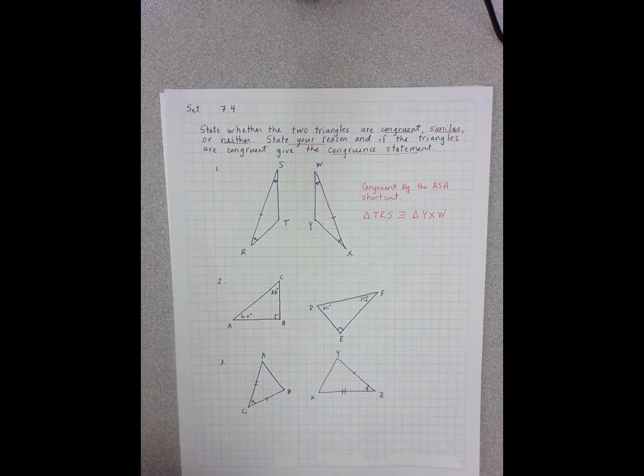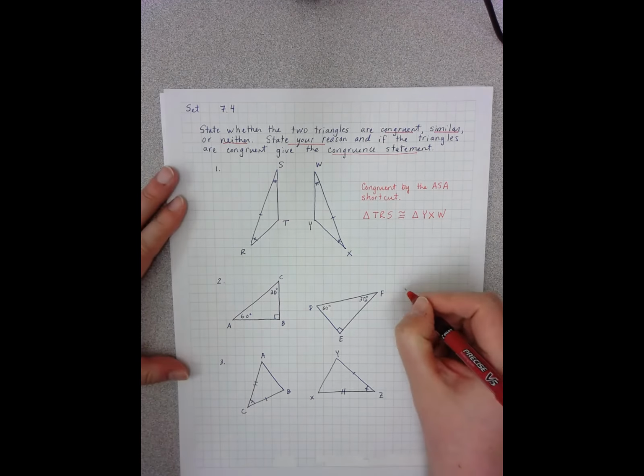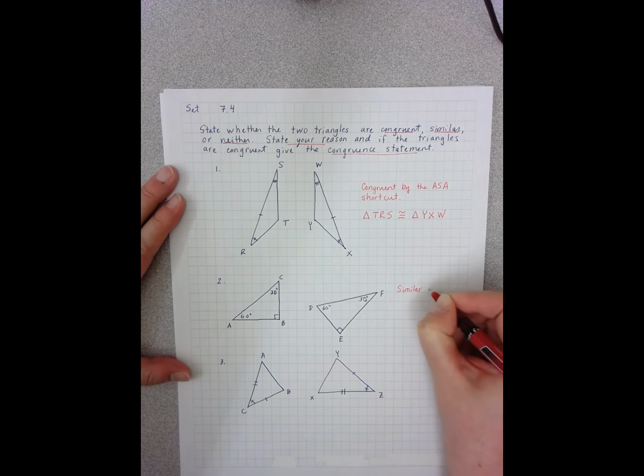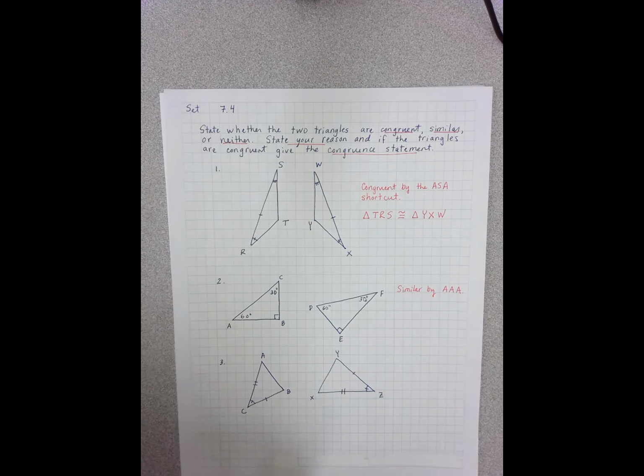For number 2, I am given 2 triangles, and the information I'm given is about the angles, and only the angles. So these are similar by angle, angle, angle. They can be blown up or shrunk pieces of each other, triangles of each other, but they are not congruent.